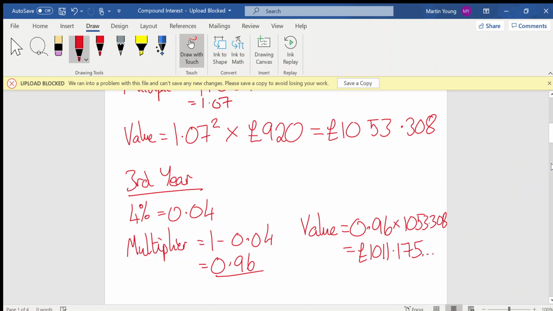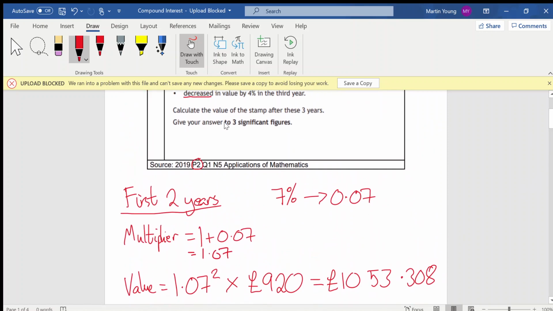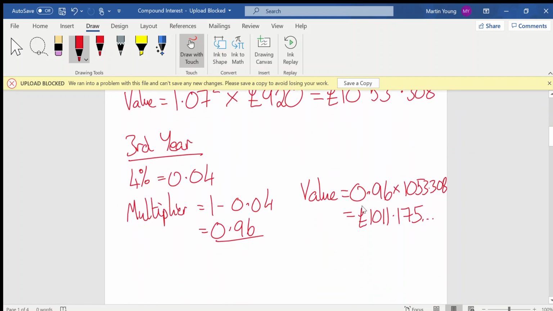Well, we're told in the question to give the answer to 3 significant figures, so let's go and do that just now. That's significant, that's significant, that's significant, so our third significant figure is going to be in here. There's a 1 next to it, so it's just going to stay the same. So the answer is going to be 1010. Okay, and that's it rounded to 3 significant figures.